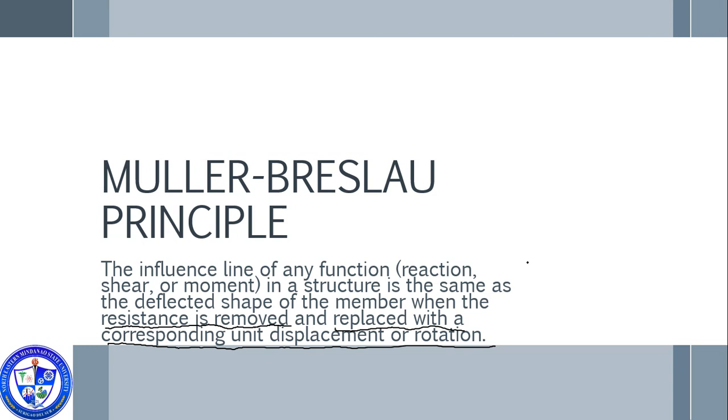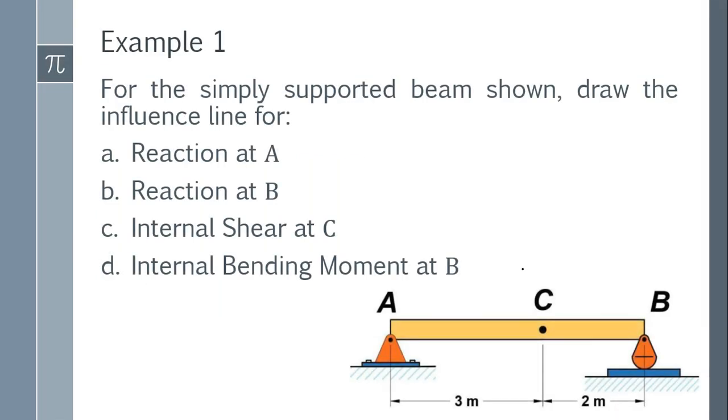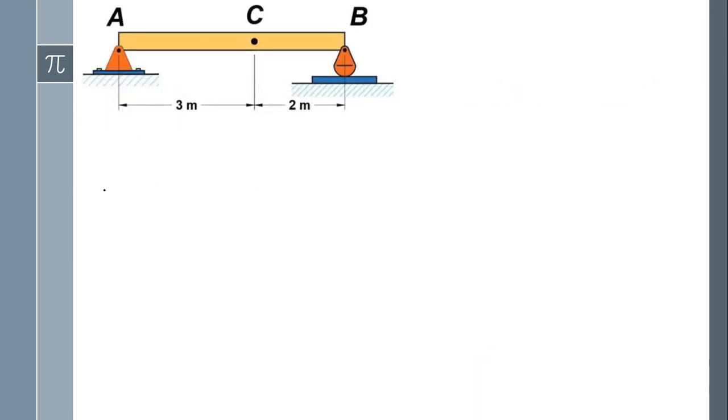So to visualize, let's try to solve the problem. In our example before, we already solved it using the equilibrium method. This time we will use the graphical method, the Muller-Breslau principle. So let's solve letter A, the reaction at A. Letter A asks us to solve the influence line for RA.